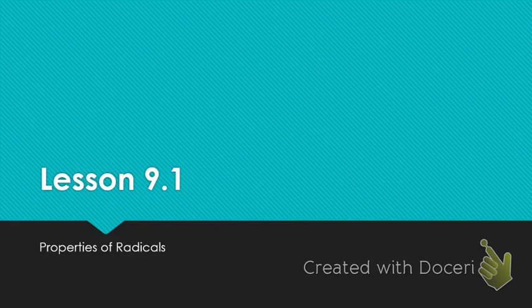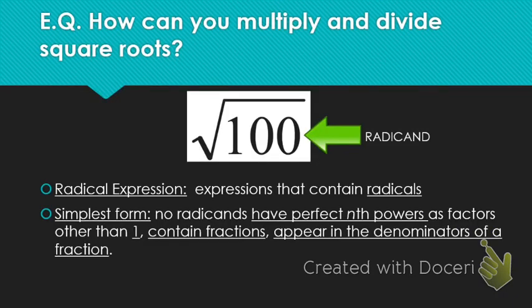So before we get into anything, does anybody remember what a radical is? It has another name. Liz? A square root, okay? So the problems that you're going to see today are going to have radical or square roots in them. The essential question says, how can you multiply and divide square roots? And you can see I've given you this nice large example of what a square root is. Now before we go any further, let's review.